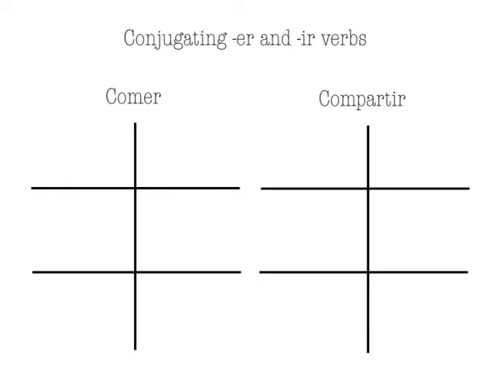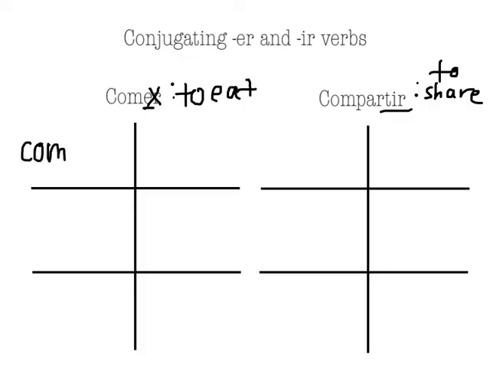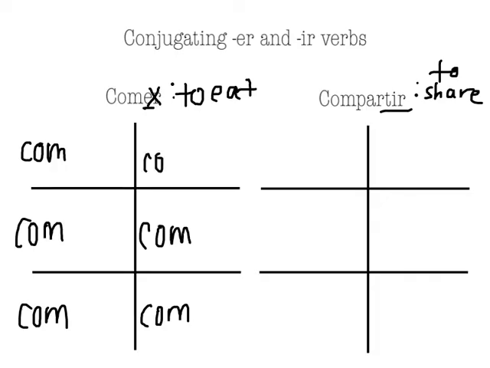Alrighty, so we're going to look at two verbs. Comer means to eat. This will be our ER verb. And compartir means to share. We'll use this as our IR example. So remember, we're going to start by taking off the ER so we have the stem com. And we can just go ahead and write that into our table because they're all going to be the same. And then we'll go ahead and add our endings that we just talked about for ER verbs.